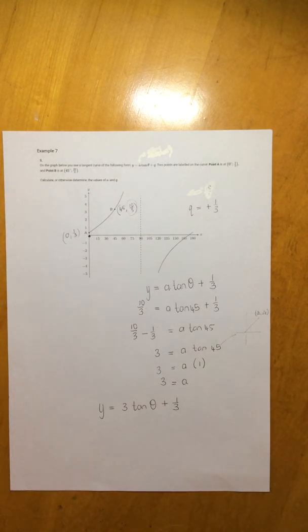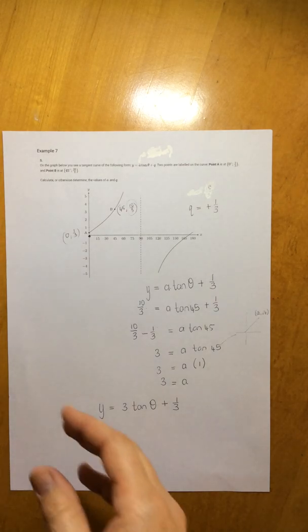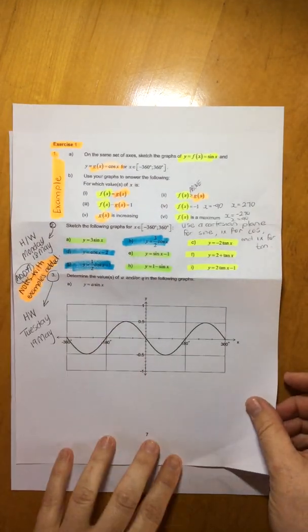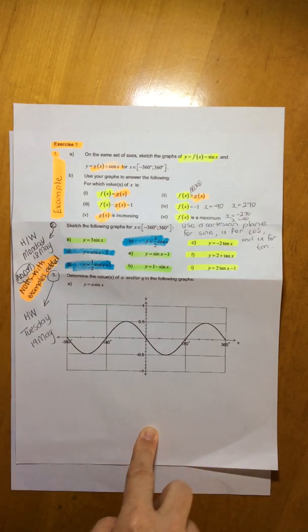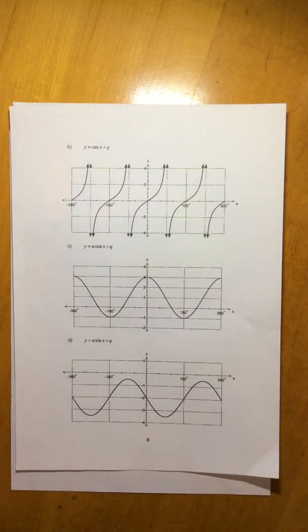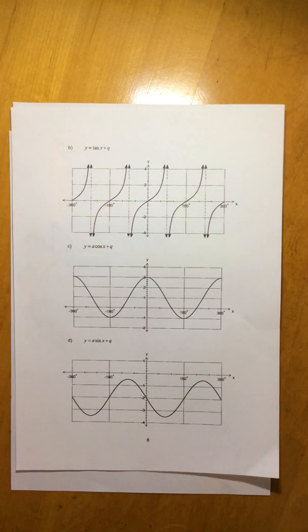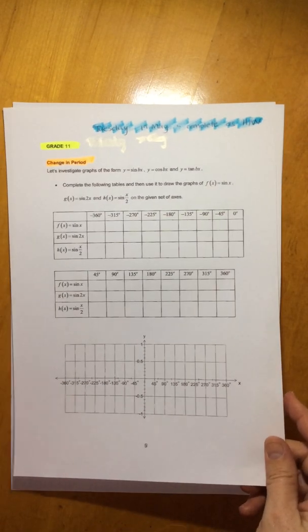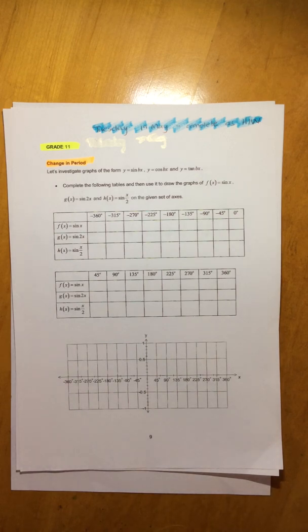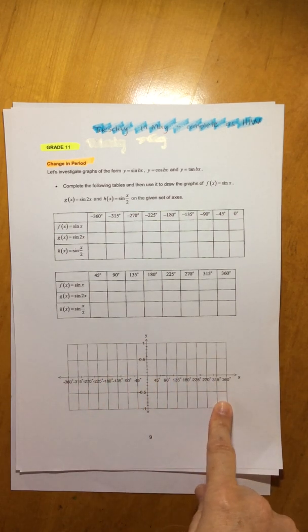This is the type of questions you're going to get in grade 11. Make sure you understand example 7. Have a lovely day. Please now continue, and now you're going to do question 3 on page 7 from exercise 1, and it is going to be A, B, C, and D that you have to determine. And then also included in today's homework, please use your calculator, complete those tables, and then draw those graphs.